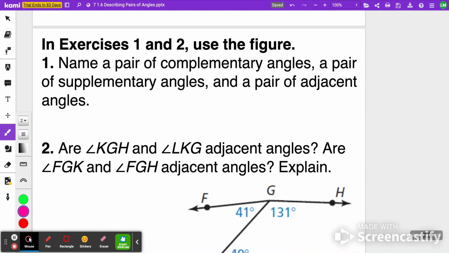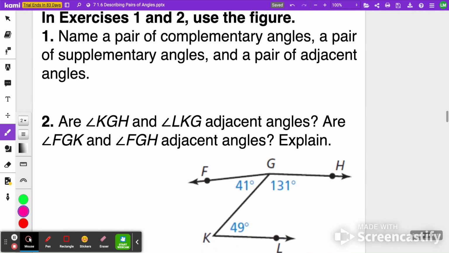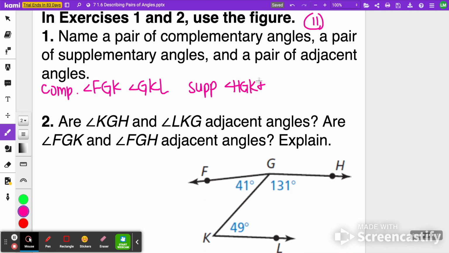Name a pair of complementary angles in number 1, a pair of supplementary and adjacent. And then, are these all adjacent angles? And explain. This would be a great time to pause the video, try these on your own, make sure you can identify each one, and then click play when you are ready to check. So we'll start with complementary. Complementary angles have to be equal to 90 degrees. What I'm seeing here is angle FGK and angle GKL. It kind of looks like a zigzag. For supplementary, I'm seeing HGK, 131, and that GKL.